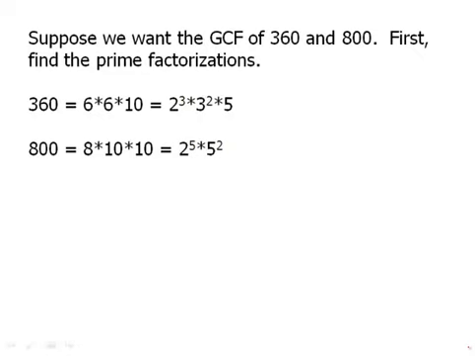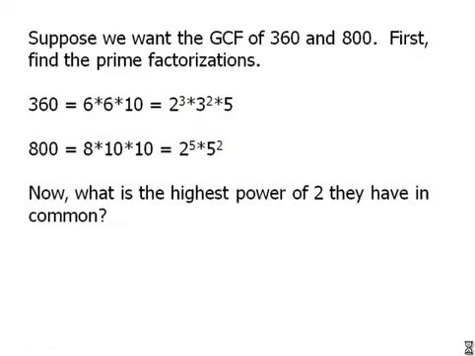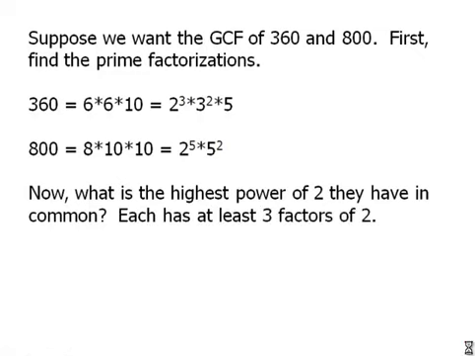All right, so now we have prime factorizations. Now here are the questions we're going to ask. What is the highest power of 2 they have in common? So the first one has 3 factors of 2. The second one has 5 factors of 2. And so that means that both of them have at least 3 factors of 2. So 3 factors of 2 is something that they both have. Each has at least 3 factors of 2.